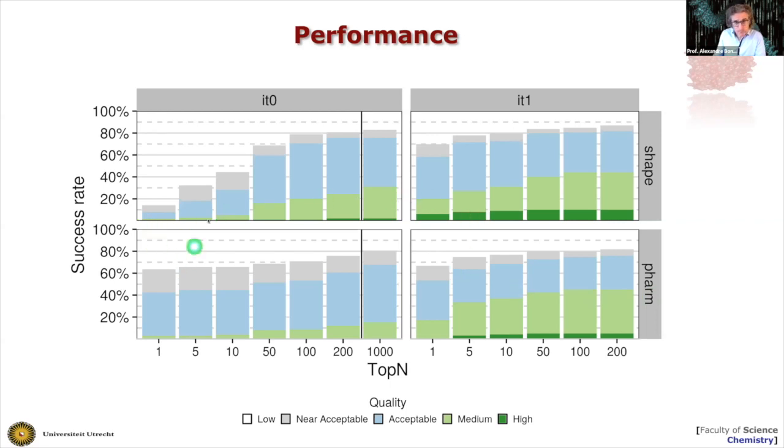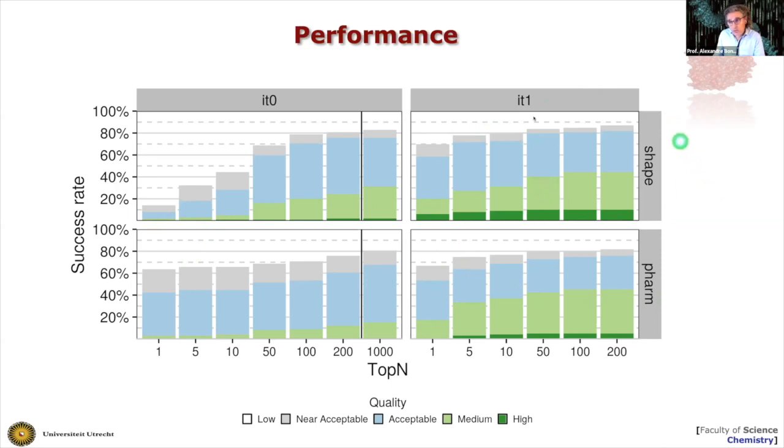Now you see that if we look at the final results, basically both protocols give a very high performance. So we reach 70% near acceptable in the top one, and within the top 10 models, we reach 80%. And about 75% of those are of acceptable or better. And we also have poses that have reached the 0.5.